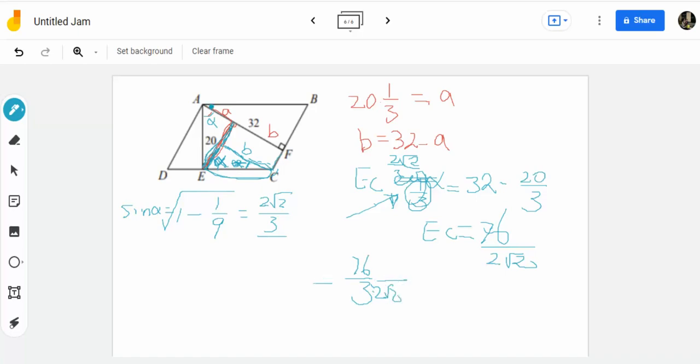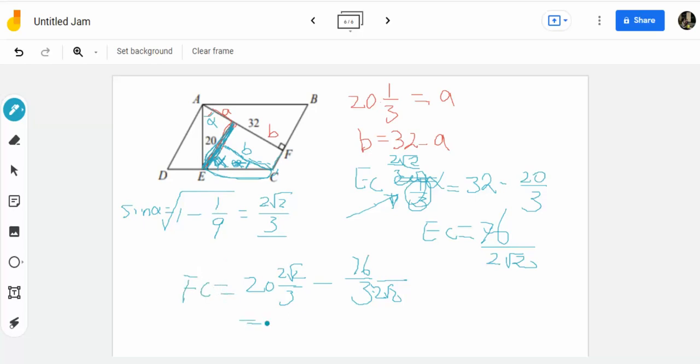Minus this is what, 20 sine, right? 20 sine is 1/3. 20 sine 2 root 2. Oh man, 2 root 2 here. 20 sine 2 root 2 is this length, right? And this is cosine, EC cosine is this one. So minus this one will be FC. FC is simple like this.